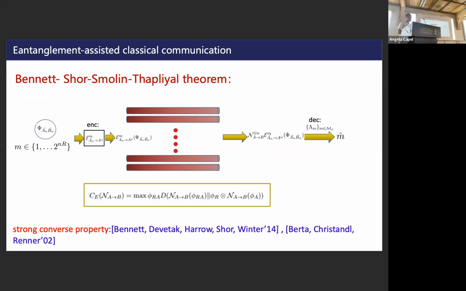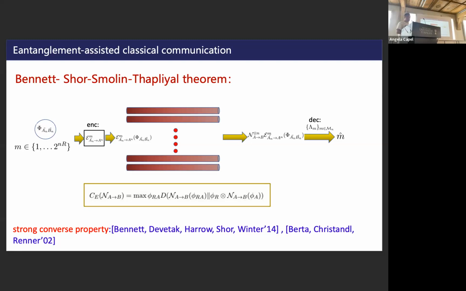Bennett, Shor, Smolin, and Thapliyal first gave the formula for the entanglement-assisted classical capacity. It's given by the maximal quantum mutual information that the channel can generate, in a form analogous to Shannon's formula for classical capacity. So the entanglement-assisted classical communication is regarded as the most natural quantum generalization of the classical channel coding problem.